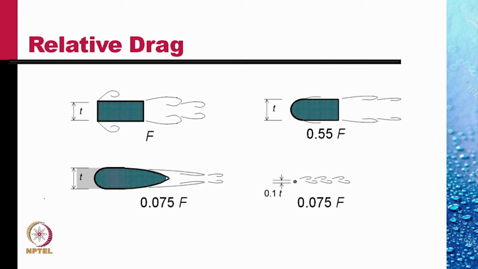This slide illustrates that. If we take a rectangular body of thickness T and we have flow past this, we have 4 cases here. In all 4 cases, the velocity is the same, the fluid is the same. In the first picture with the rectangular body, the flow separates right at the nose in these regions. It results in a large wake and with a drag which is F.